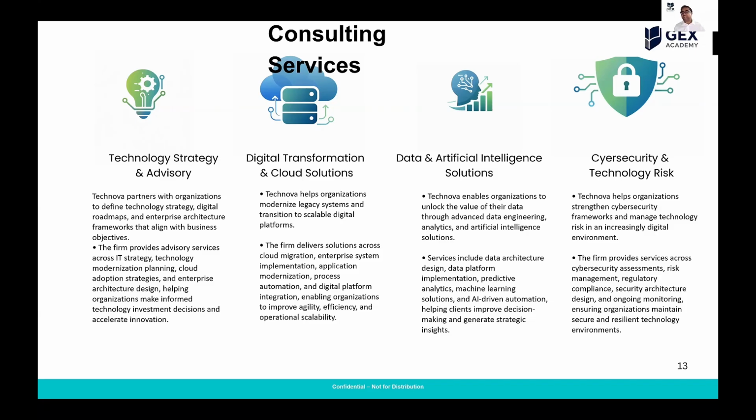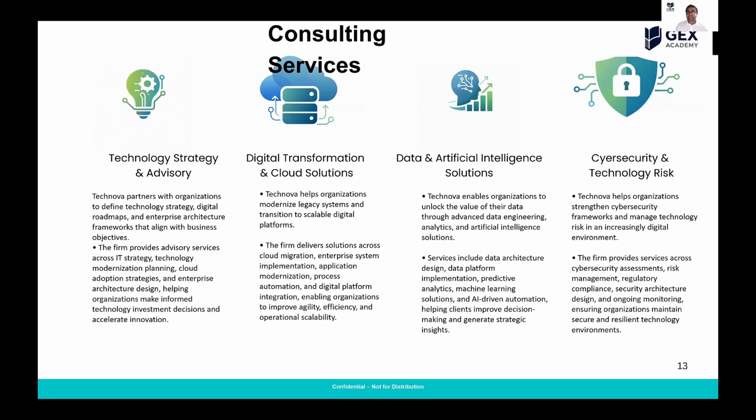A client may initially engage the company for technology advisory work, which could then lead to a cloud migration project, cybersecurity initiatives, staffing requirements, data analytics engagements, or broader digital transformation efforts, right? So all of this creates opportunities for cross-selling and deeper client relationships over time.